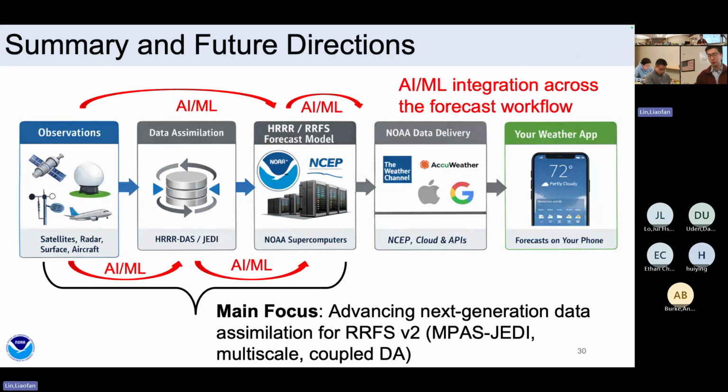Okay, so here I'm going to provide a quick summary and the future directions. Again, I bring these diagrams back to provide the concept. For now, we are still focusing on advancing the next-generation DA systems for RRFS version 2, including using MPAS, JEDI, multi-scale DA, and coupled DA over land, ocean, and atmosphere. But at the same time, we see an increasing need to use machine learning-based methods across different workflows to help with the entire products, from the observations to DA to post-processing. And overall, in our future vision, we want to provide an integrated and adaptive system that is physical modeling based, but at the same time data driven.